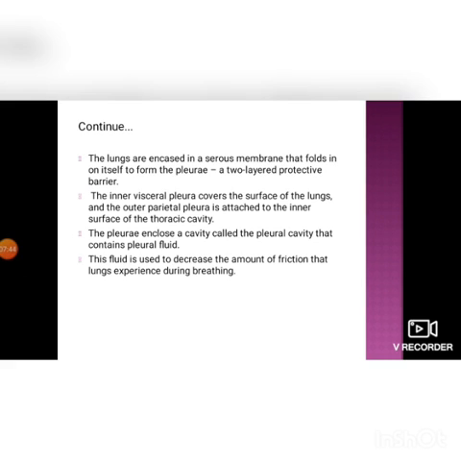The pleura enclose a cavity called the pleural cavity that contains pleural fluid. This fluid is used to decrease the amount of friction that the lungs experience during breathing.